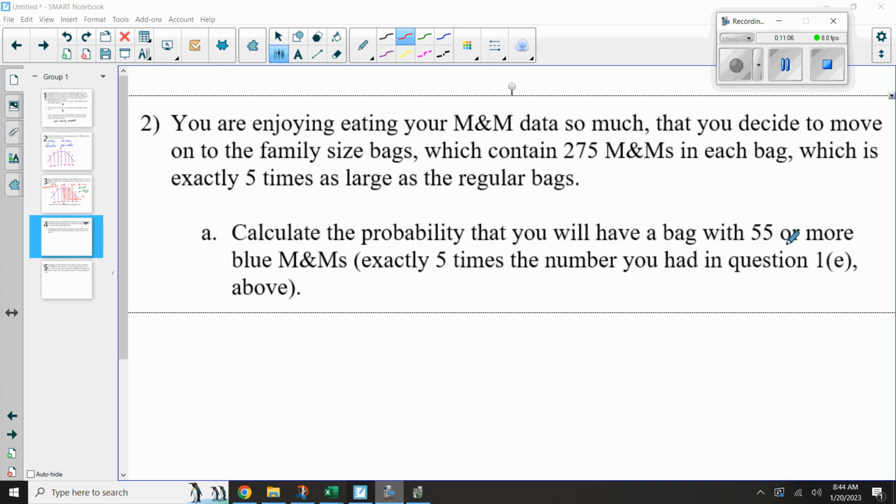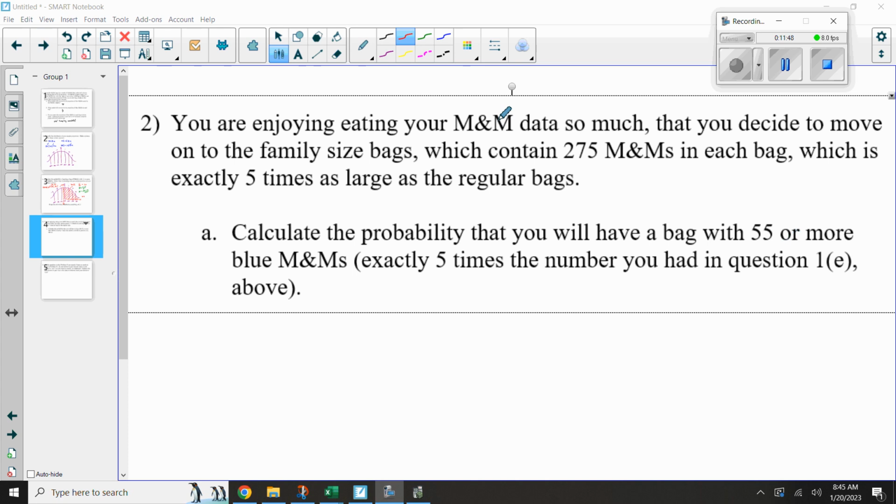You are enjoying eating your M&M data so much that you decide to move on to the family size bags, which contain 275 M&Ms in each bag, exactly 5 times as large as the regular bags. So calculate the probability that you will have a bag with 55 or more blue M&Ms. That is exactly 5 times the number you had in the other question. So everything is being multiplied by 5. Instead of 11 blue M&Ms, I want to have 55 blue M&Ms, and instead of 55 M&Ms in the bag, I'm going to have 275 M&Ms in the bag. So everything is multiplied by 5.